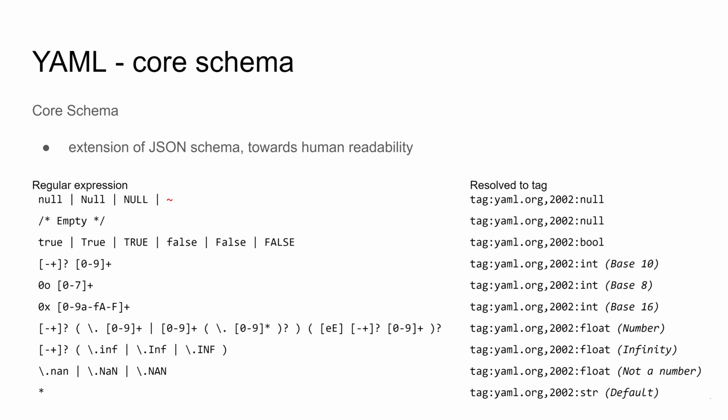Both lowercase and uppercase Boolean values are tagged as Booleans. Then integers can be also octal and hexadecimal, and there is special support for infinities and not-a-numbers. And everything else is tagged as a string. So this is the YAML core schema, an extension of the JSON schema, and this is actually what is typically supported by a YAML parser or implementation.